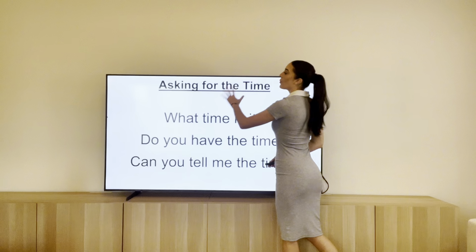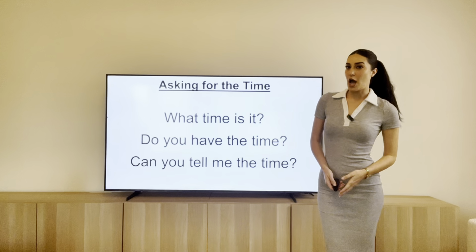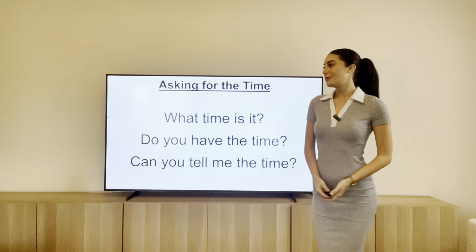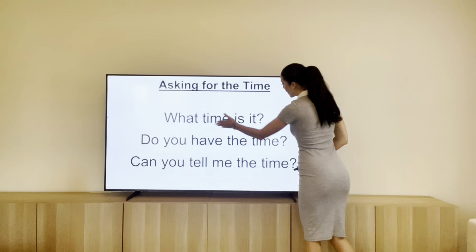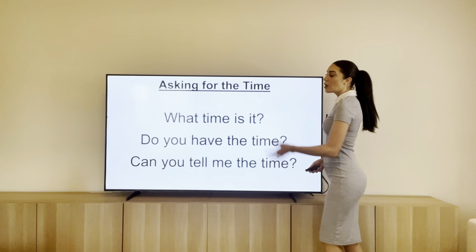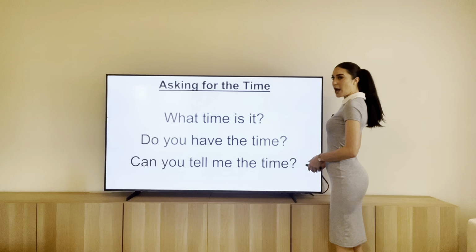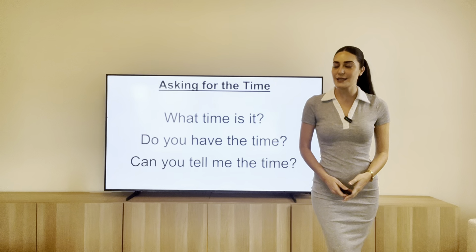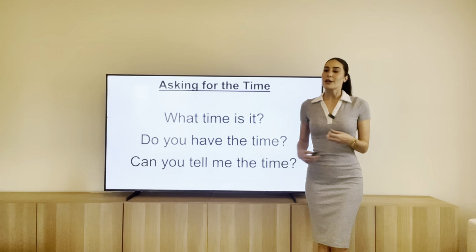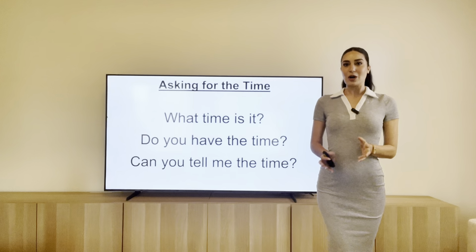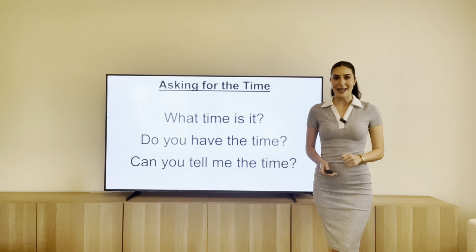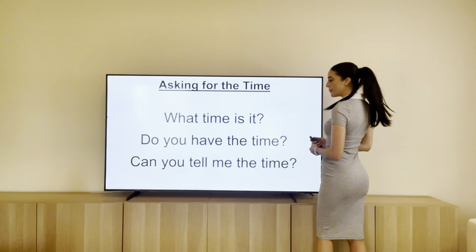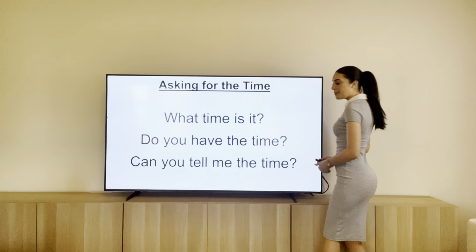Okay, what about when we need to ask for the time? So if you want to know what the time is, here's what you could say. You could simply ask, what time is it? You can say, do you have the time? This is a really good one. Highlight it. Again, it's one of those sentences where if you say it, it really will sound like you've been speaking English your whole life. Do you have the time? Okay. So again, what time is it? Do you have the time? Can you tell me the time?